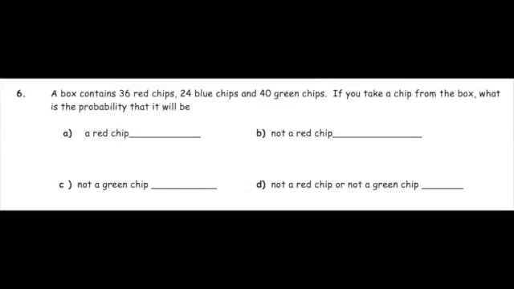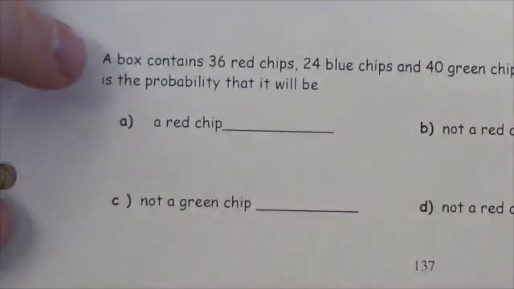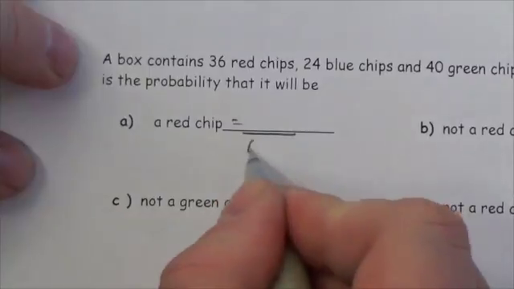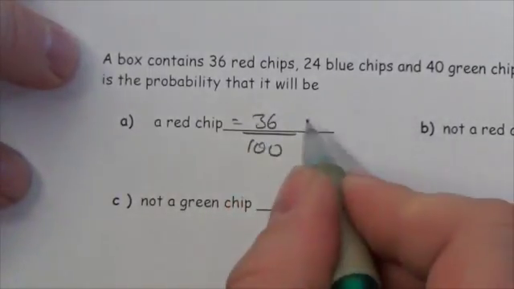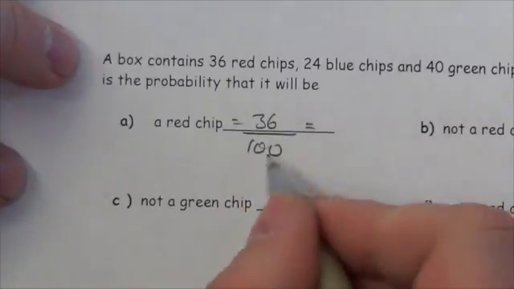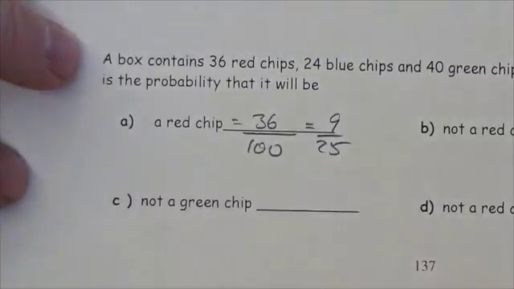A box contains 36 red chips, 24 blue chips, and 40 green chips. If you take a chip from the box, what is the probability that it will be one of the following? The first thing you want to do here is figure out the total number of chips. It turns out there's 100. Then what's the probability that you get a red chip? Well, there are 36 red chips, and when you reduce that, those are both divisible by 4, so you're going to get 9/25.